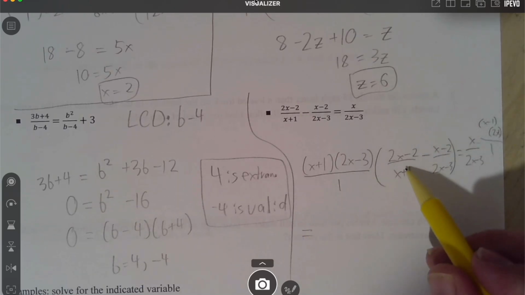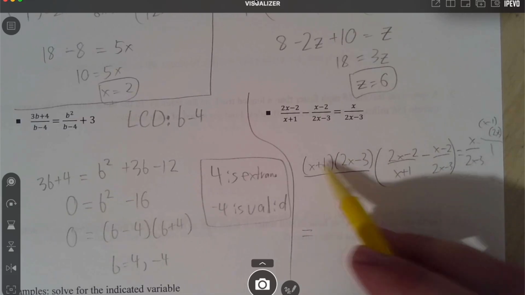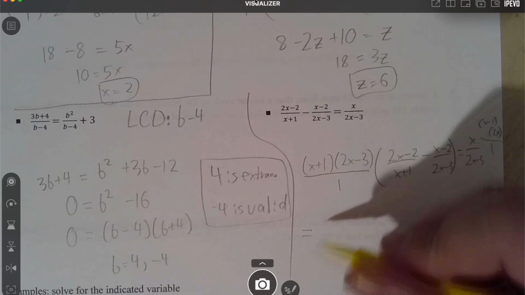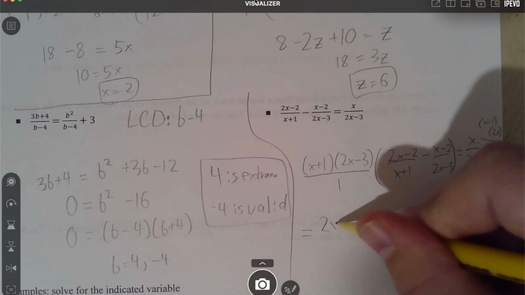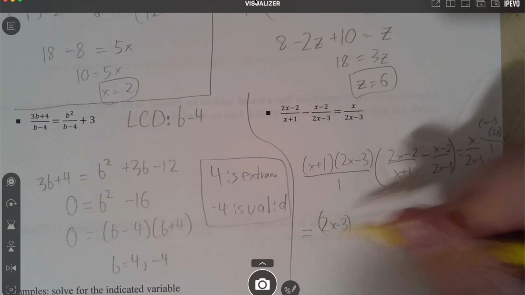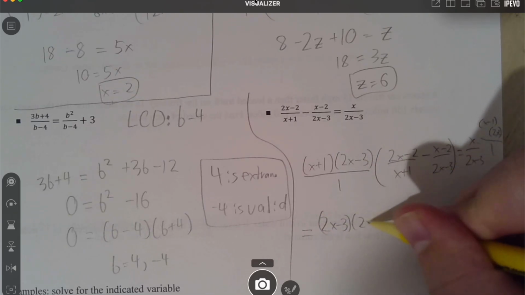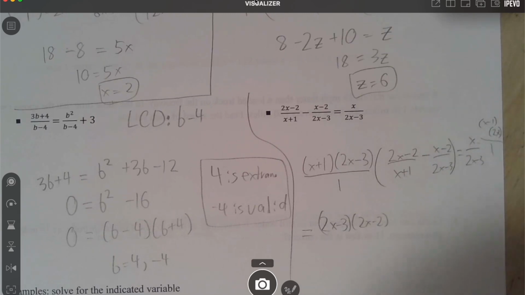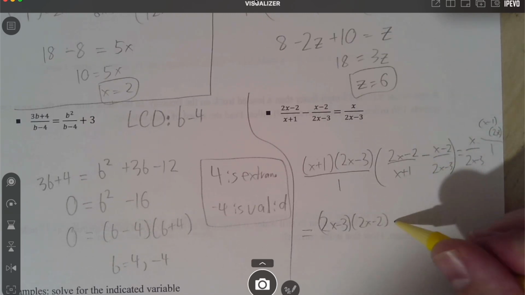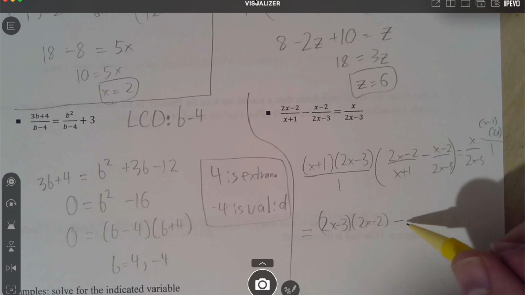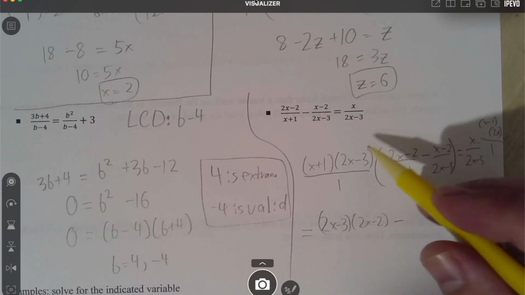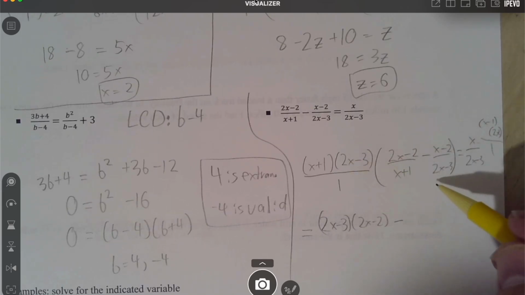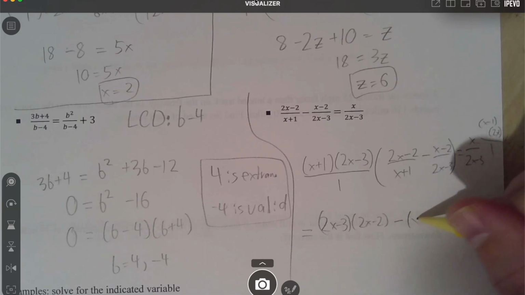On the left-hand side, the x plus 1s are on top and bottom. They will cancel. But I have a 2x minus 3 and a 2x minus 2 that was left over. On the next one, I've got a minus sign, careful about that, and the 2x minus 3's cancel, but I have an x plus 1 and an x minus 2 left over.